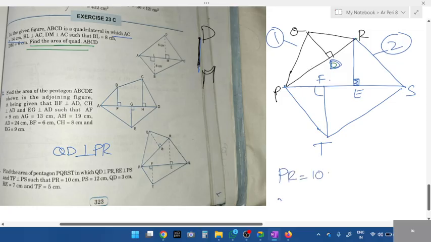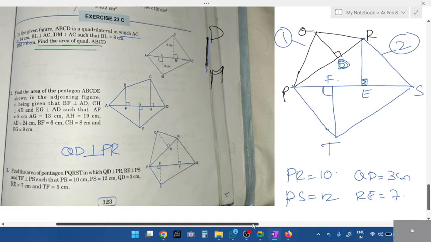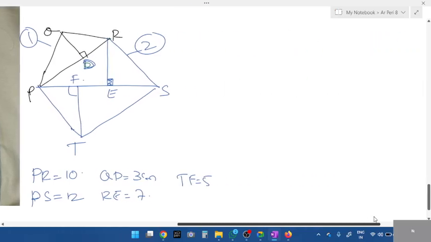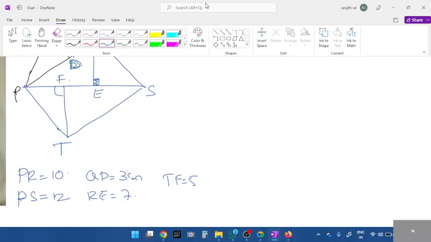Next, PS. Okay, QD. RE is equal to 7 centimeters and TF is equal to 5. Let me check the values. TF is 5. RE is 7. QD is 3. PS is 12. PR is 10. Okay. So this exercise, the next exercise is also easy. Only the parallelogram is confusing, a bit tough, which we already completed.